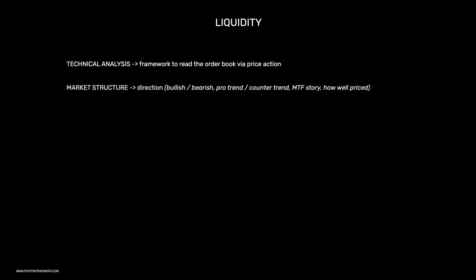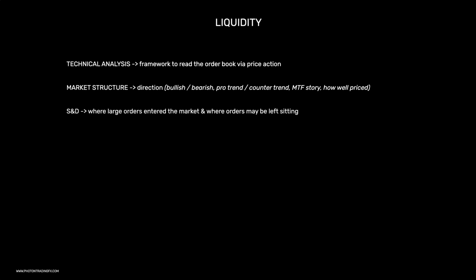So we spent ages looking at market structure. And what is the purpose of using market structure? Well, we use it to help us with direction. So whether price is bullish or bearish. We use it to see if we are trading with or against the trend. And then how that all fits together within the multi-time frame story, right? When we build that higher time frame narrative from the daily, the 4 hour, the M15, et cetera, how that all pieces together. We also use market structure to see how well something is priced within the range, right? So we use premium and discount.